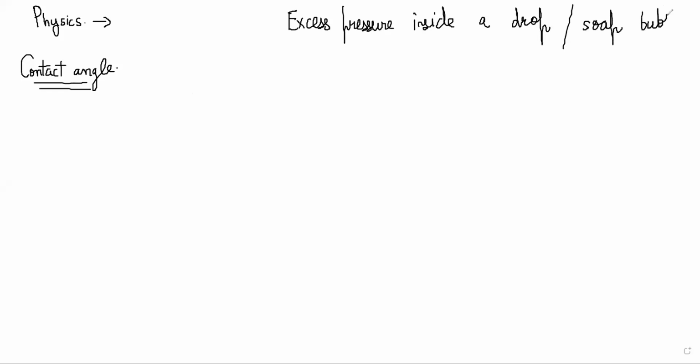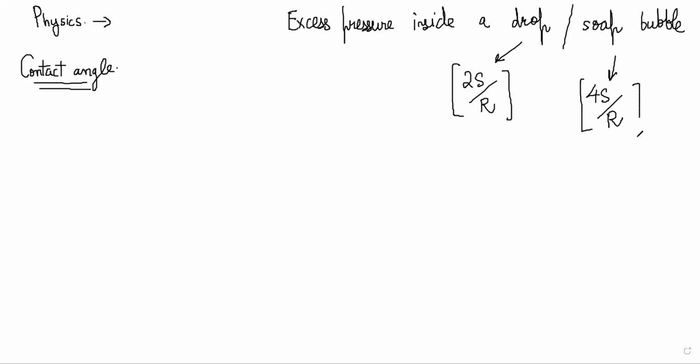We'll continue from the point where we left off. It was excess pressure that we had seen, excess pressure inside a drop and inside a soap bubble. That was 2S by R, and this was 4S by R, because in the soap bubble there was a film, there were two surfaces. So that is a fact that you need to know.